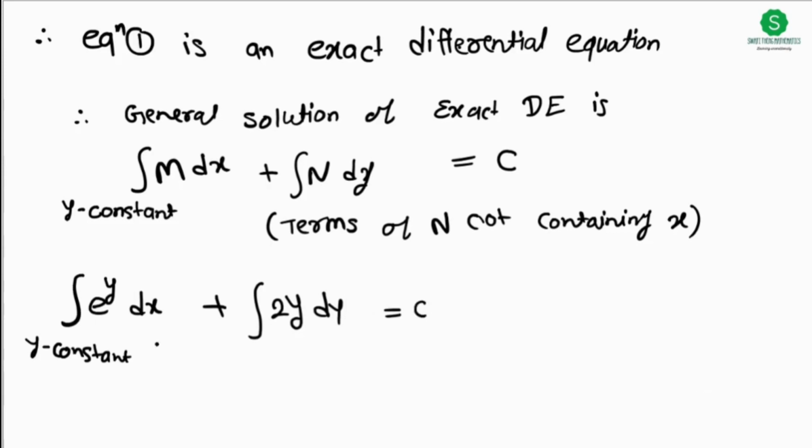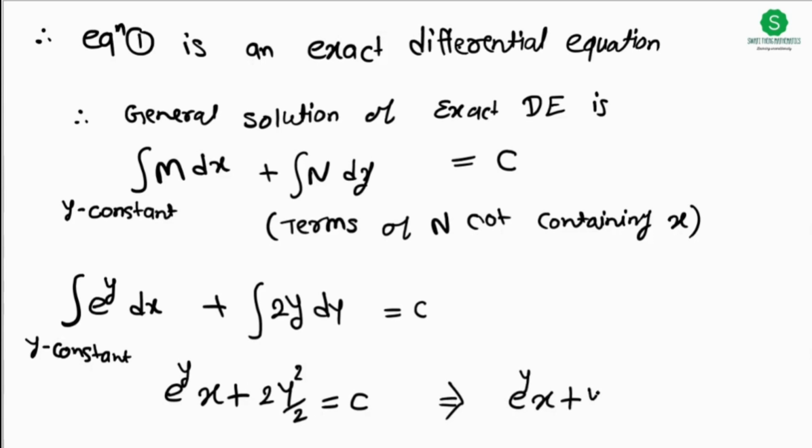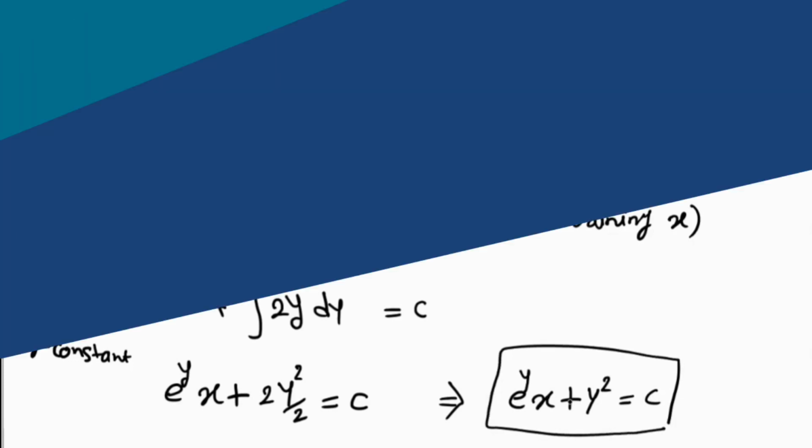equals c. In the integration we are taking y constant, so e raised to e power y is a constant term outside. Integration of dx is x, and integration of 2y is y square by 2 as it is, equals the integrating constant c. Now the 2 gets cancelled, so the final solution is e raised to e power y into x plus y square equals c. So this is the general solution of our given differential equation.